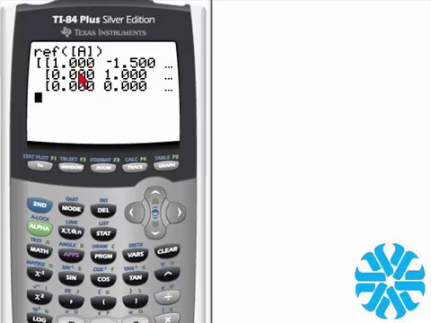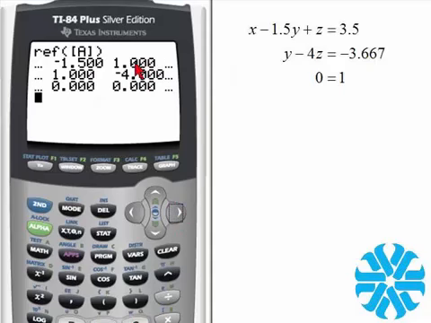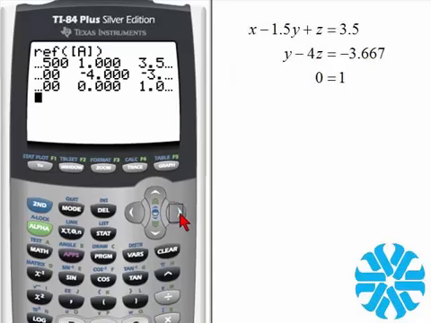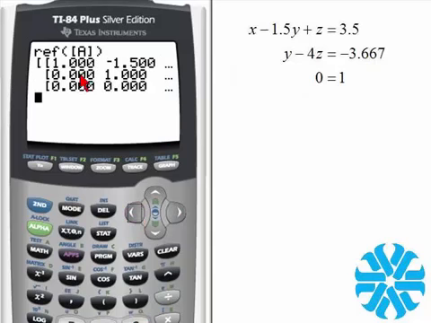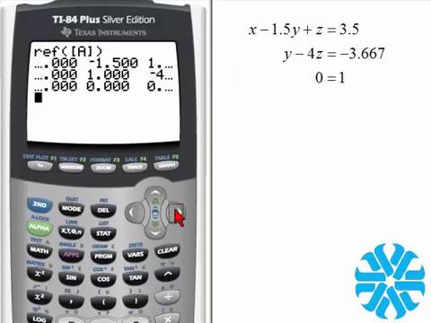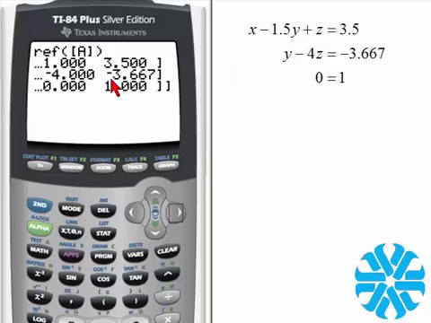All right, so this matrix represents the system of equations, and it says that 1x minus 1.5y plus 1z equals 3.5. See right there. And then the second equation says there are no x's, but there is 1y and subtract 4z, and that is equal to negative 3.667.